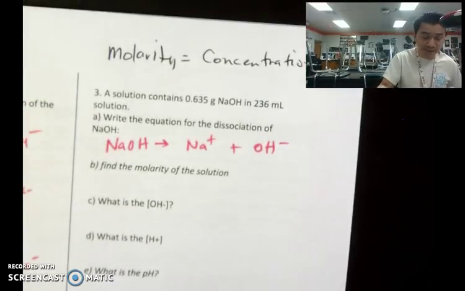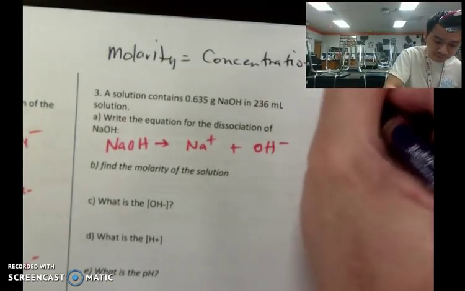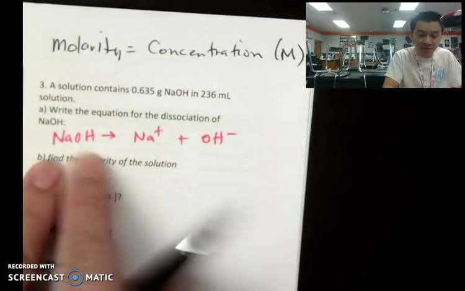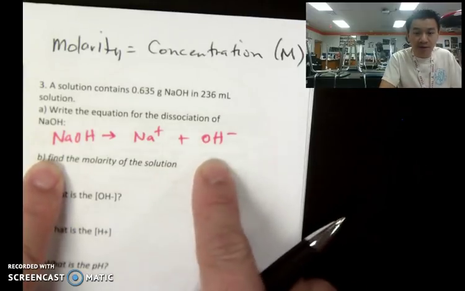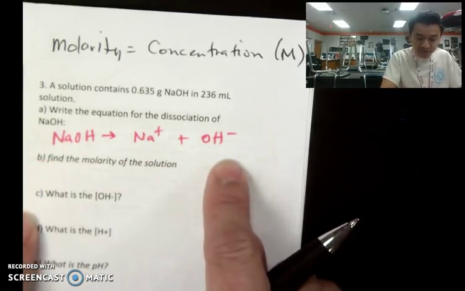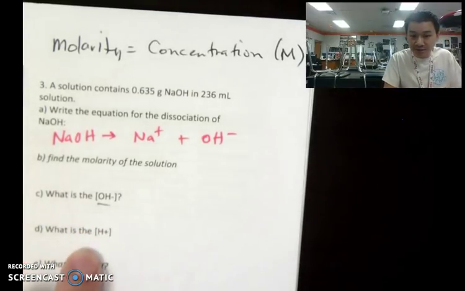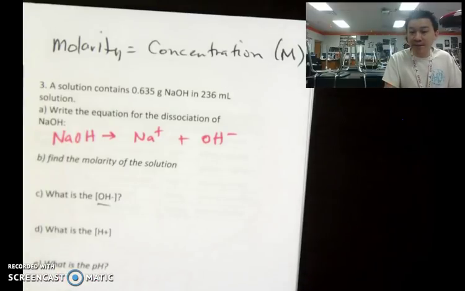Concentration is the capital M. Okay? And we need to find that concentration of NaOH so we know how much concentration of OH is. And when we know the concentration of OH, that's this right here, the OH concentration, we can find the H plus concentration, and we can also find the pH.